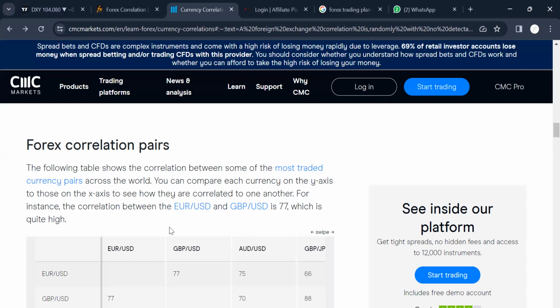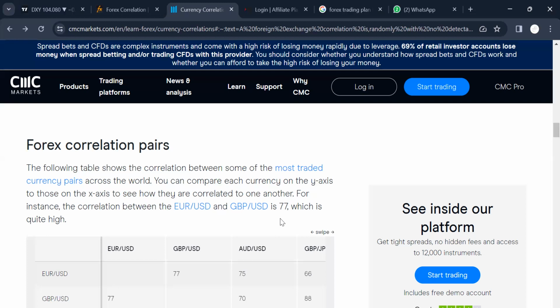Let's continue. Between EUR/USD and GBP/USD, you see the value is 77. This is a positive value, which means they are positively correlated. You have the chance to trade them if you monitor this all the time. I've done my backtesting and I think that's okay. I don't need to check the base every day. I can only look at it from the chart and I'm okay.